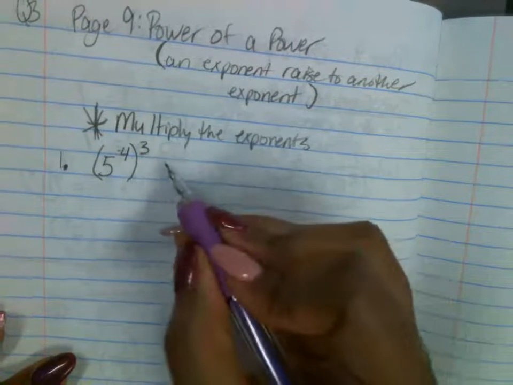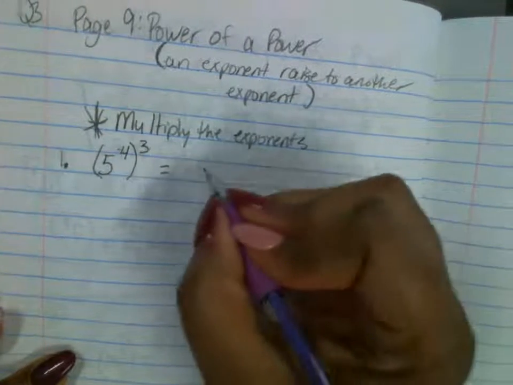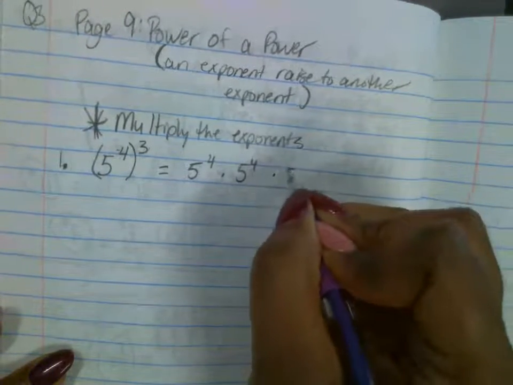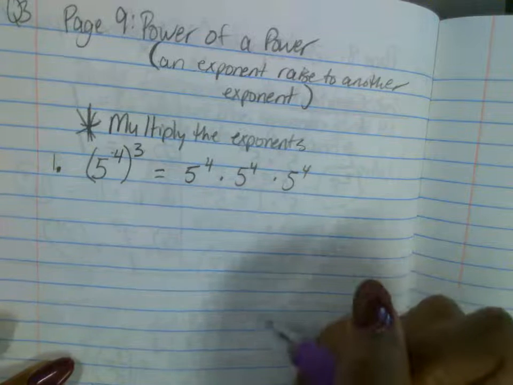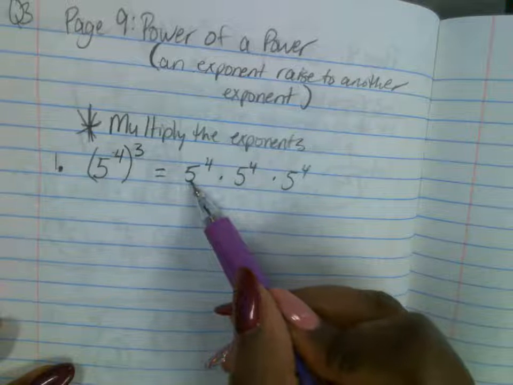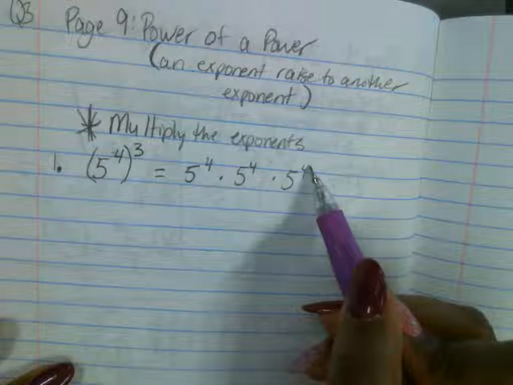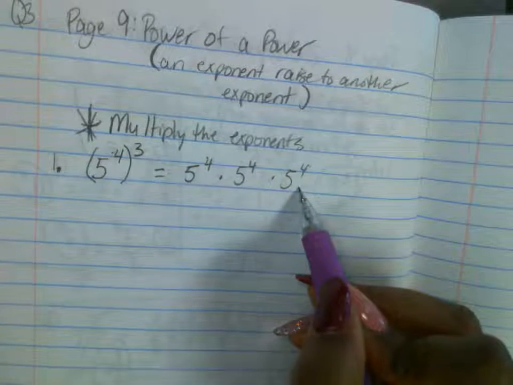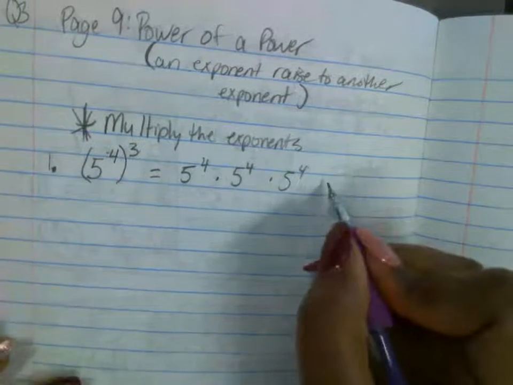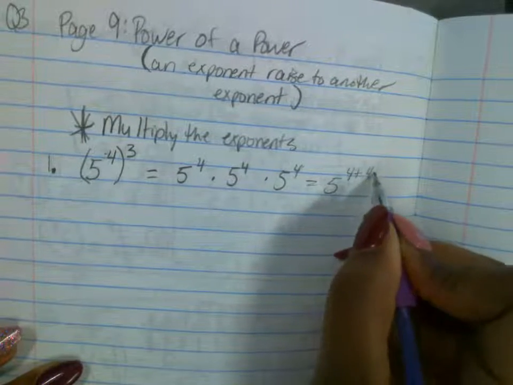We have 5 to the 4th power. We're doing that 3 times, okay? So we got 5 to the 4th times 5 to the 4th times 5 to the 4th. Look, we did it 3 times. That would mean 5 is being multiplied 4 times here, then 4 times here, then 4 times here. So remember, when we're multiplying like bases, we add the exponents. So we got 4 plus 4 plus 4.